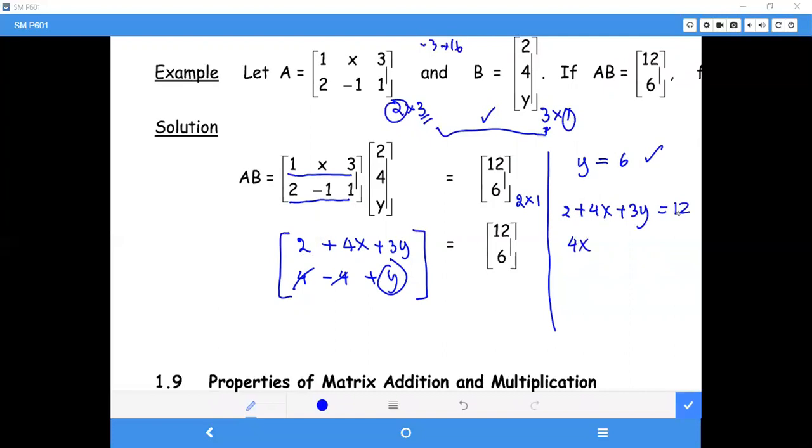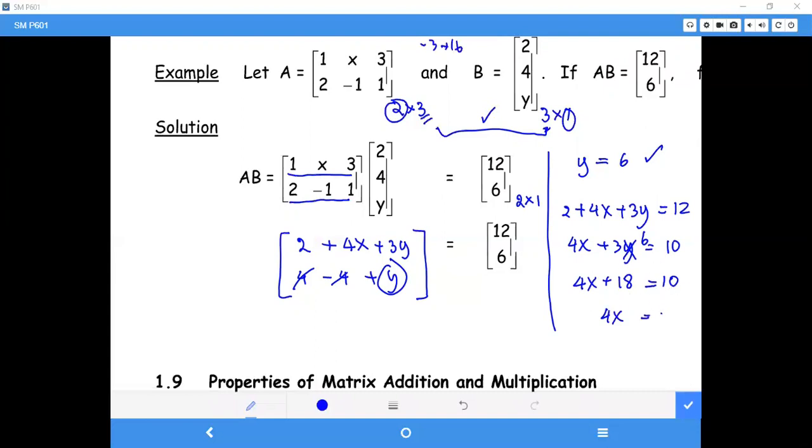So you move number 2 there. 2x plus 3y is 10, right? Move it there, subtract out 12 will become 10. And then y is 6, substitute y and change it to number 6. 3 times 6 is 18. 4x plus 18 is 10. 4x is 2, move it there.